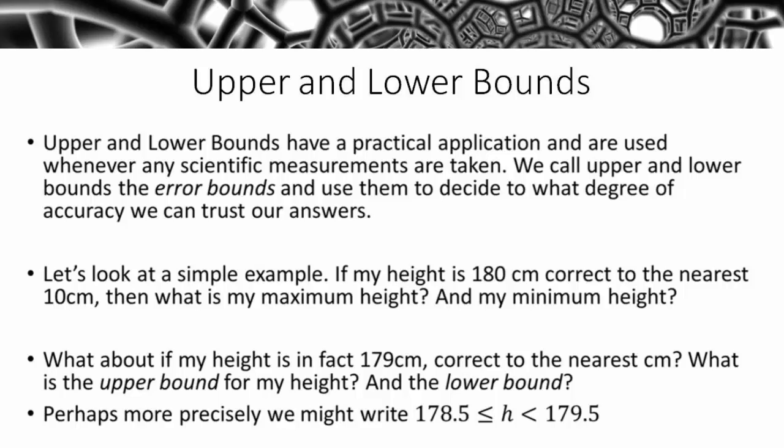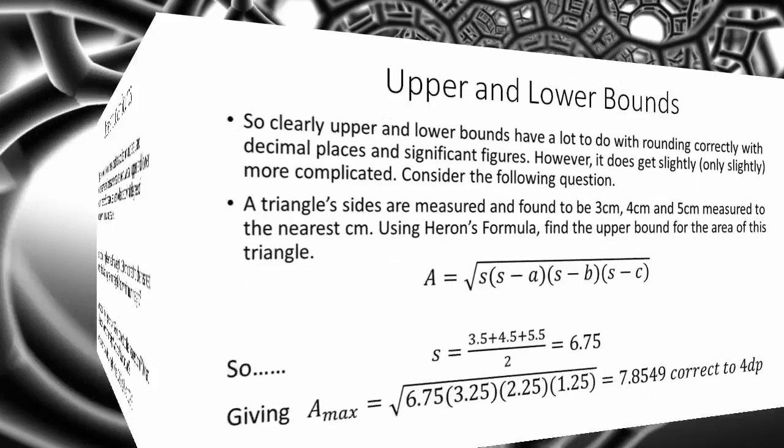Now, if we change it and now say if my height is in fact 179 centimeters, correct this time to the nearest centimeter, then what is my upper bound and lower bound for heights? Well, my upper bound this time is going to be 179.5, because at that point I would have started rounding up to 180. And my minimum height, my lower bound, is going to be 178.5, because at that point I would have started rounding up to 179.